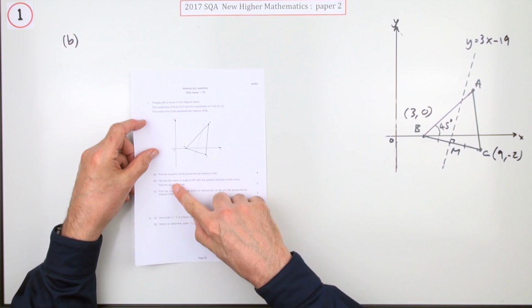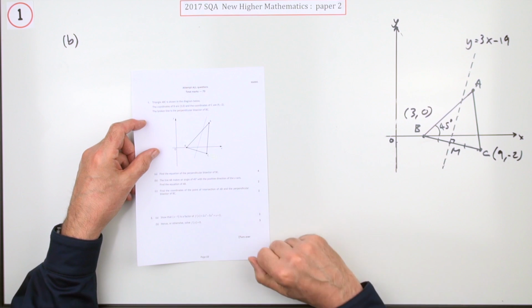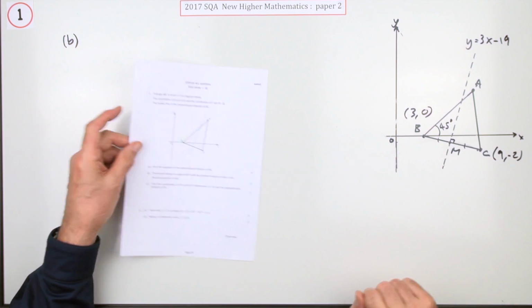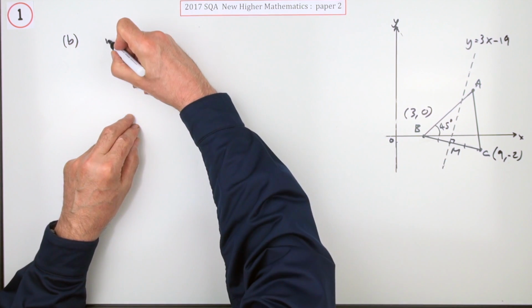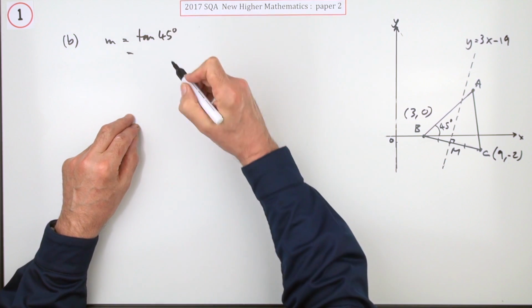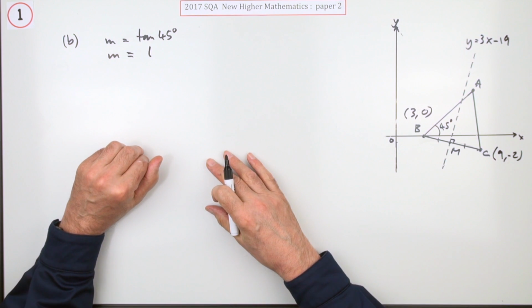In part B it says the line AB makes an angle of 45 degrees with the positive direction of the x-axis. So what's the equation of the line AB? Well, that angle will give you the gradient, because you know the gradient is the tangent of the angle. And that's quite handy because tan of 45 is a nice little 1. So I reckon that'd be 1 mark.